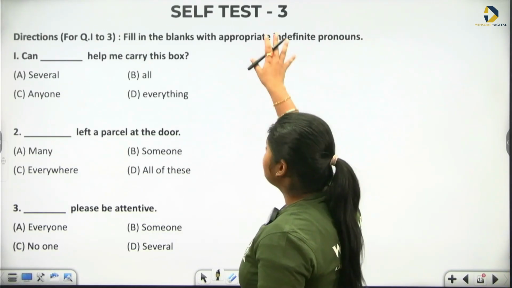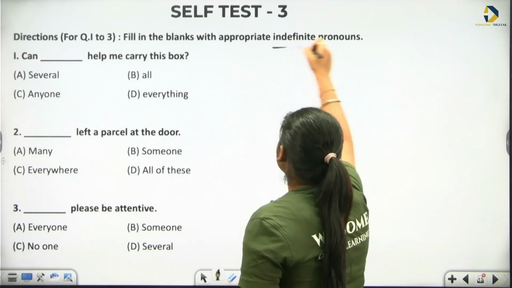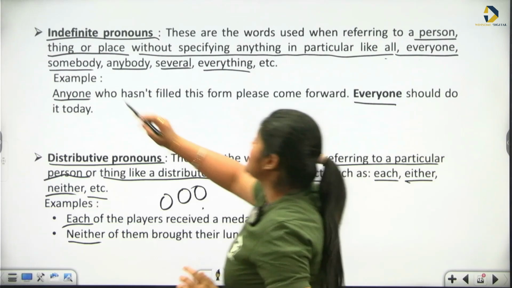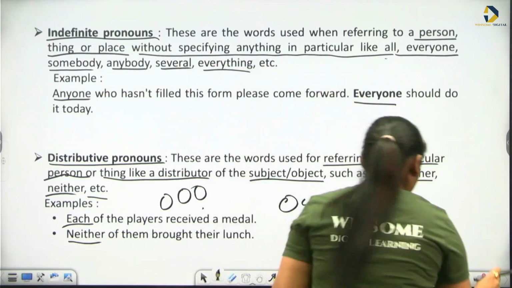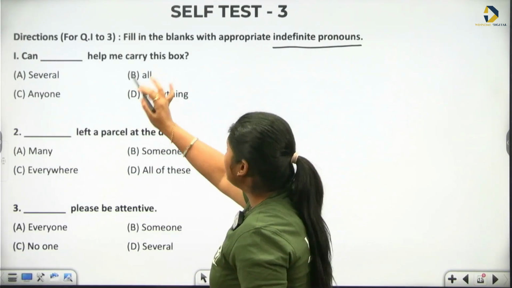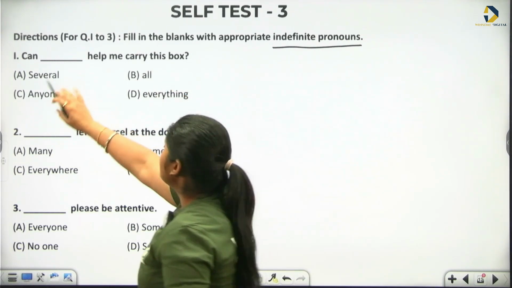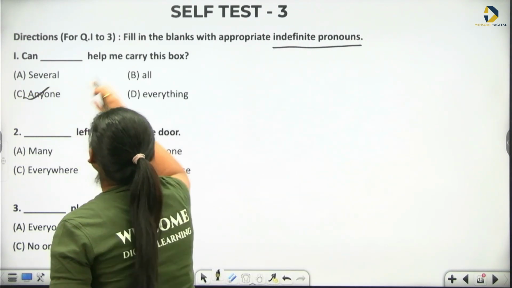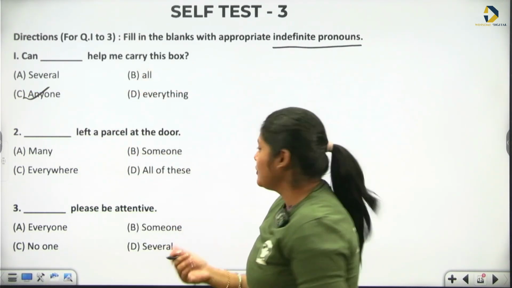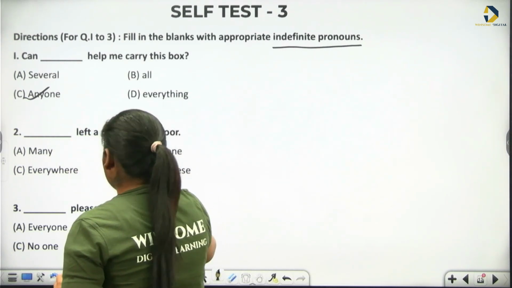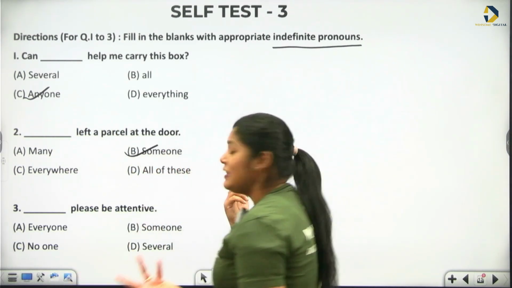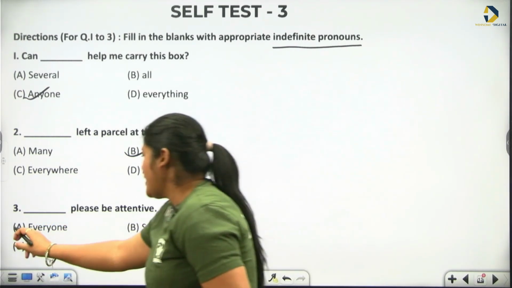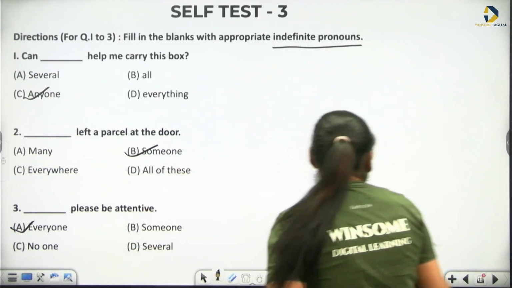Now see, we'll do the self-test three. You need to fill in the blanks with the appropriate indefinite pronoun. Now see, what was indefinite pronoun? When we use all, everyone, somebody, anybody, several, everything. Okay. Now see, dash help me carry this box. Sorry, can dash help me carry this box. So, can anyone help me carry this box? कोई भी. Okay. Dash left a parcel at the door. Someone left a parcel at the door. Dash please be attentive. Everyone please be attentive.